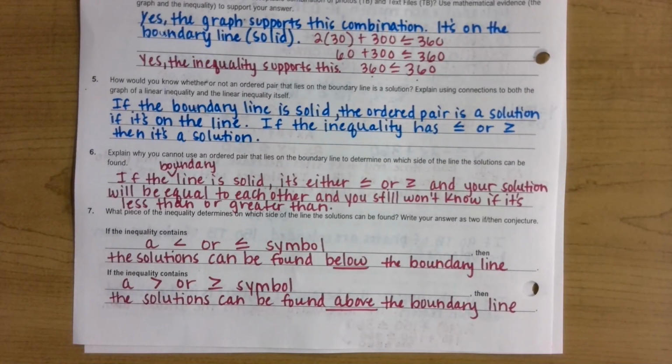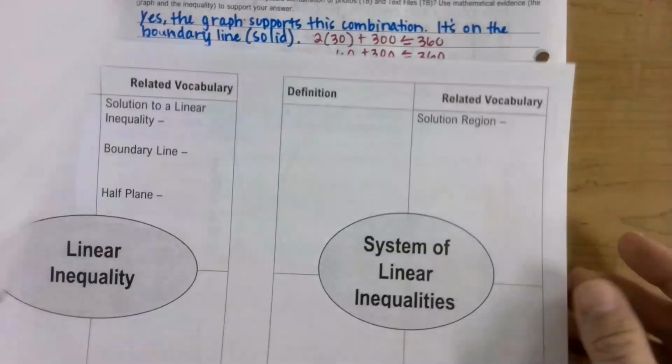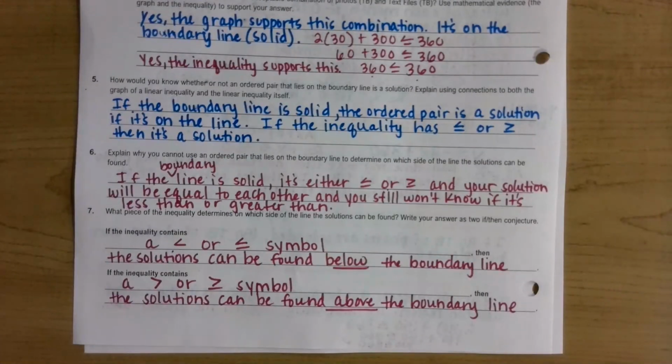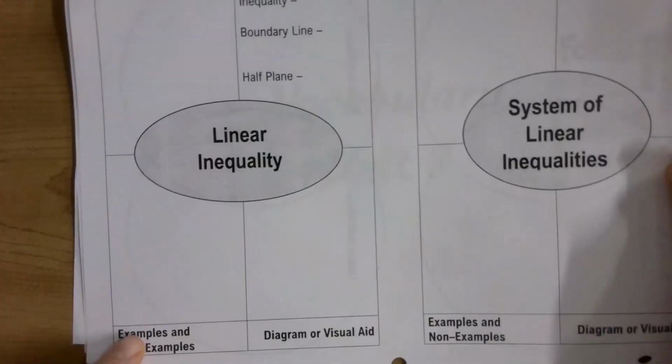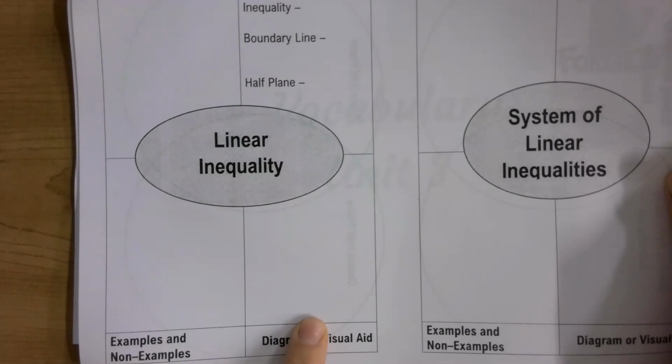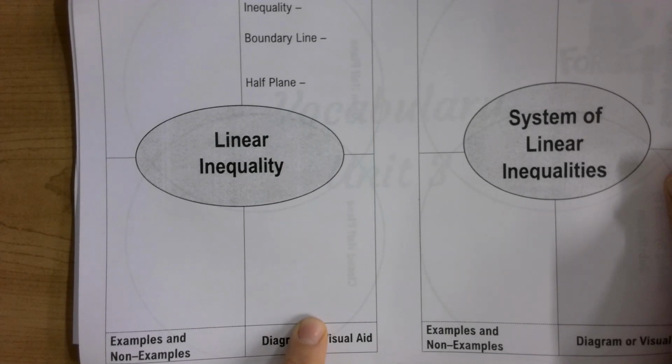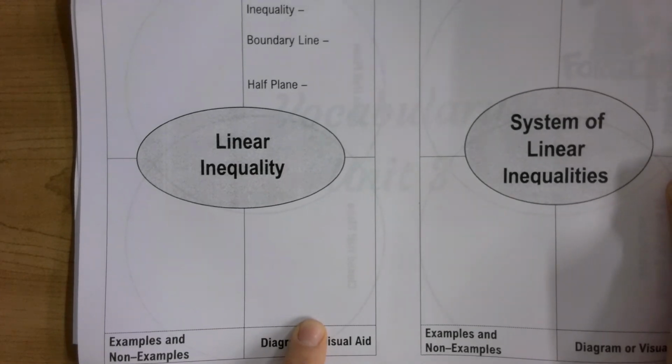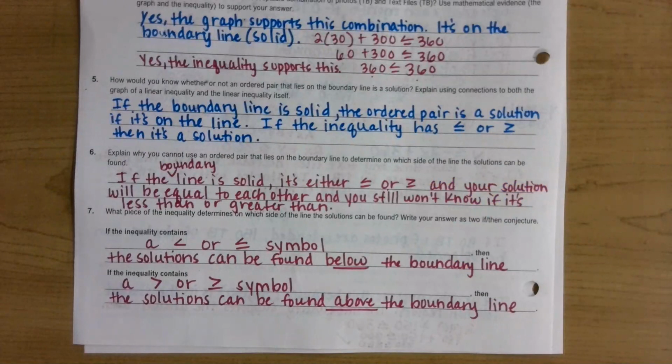All right, so now you need to complete the other assignments that are shown on the course calendar. Go to your vocabulary for Unit 3 packet. Since we just finished the notes on linear inequalities, I want you to go ahead and fill out the linear inequality. Remember to include examples and non-examples. Remember that your diagram or visual aid needs to be labeled. So put an example and label the different aspects of it, using vocabulary. And then after that, there is a Delta Math lesson 16.2 assignment, and there are 2 different tasks in there.